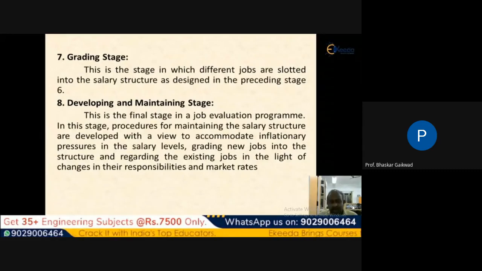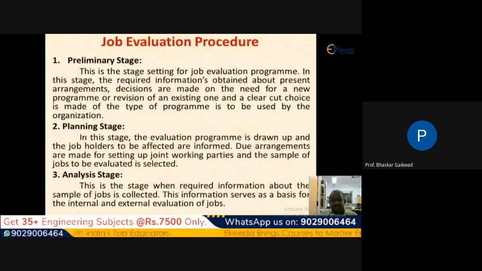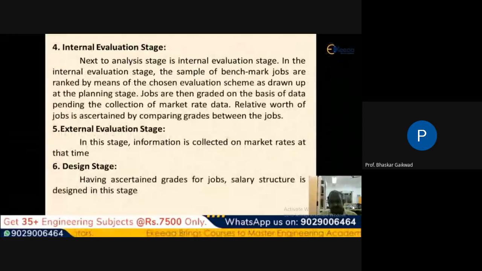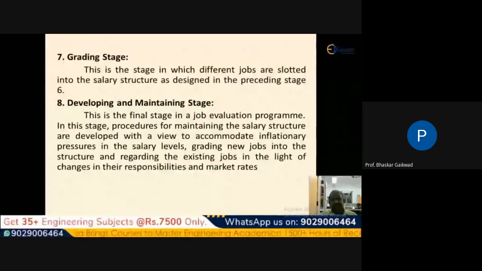So these are your 8 stages: your preliminary stage, planning stage, analysis stage, internal evaluation, external evaluation, design stage, grading stage, as well as development and maintaining stage. So these are the 8 stages for the job evaluation process.